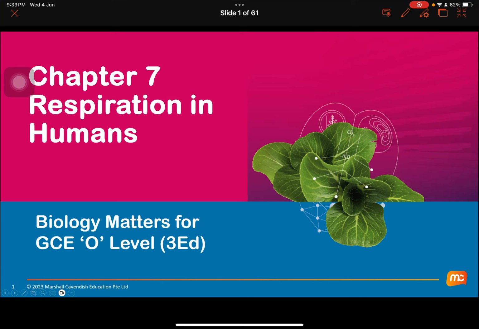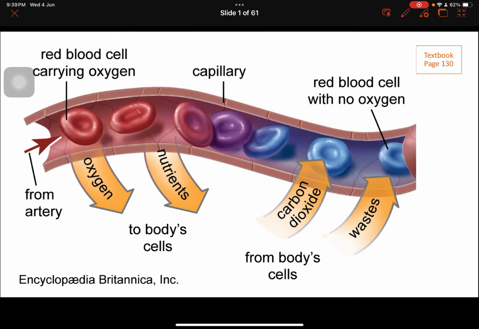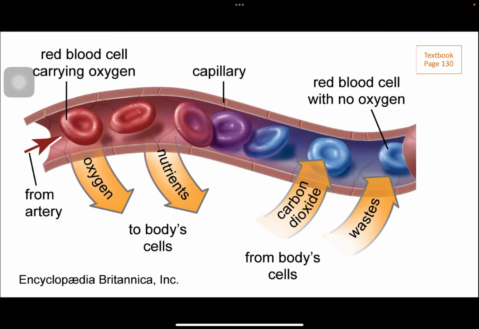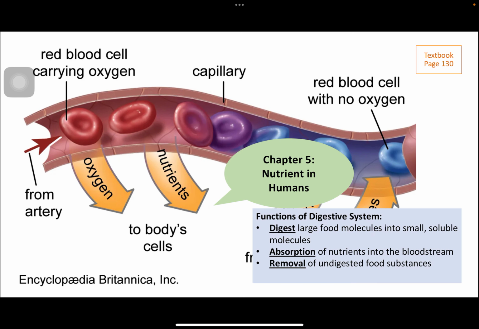Before I begin a new chapter, let's gain a better appreciation towards the link of this chapter with the previous two. In Chapter 5, we gained a better appreciation towards the digestive system, and we learned that large food molecules have to be digested into small soluble molecules in order to be absorbed into the bloodstream for transport.